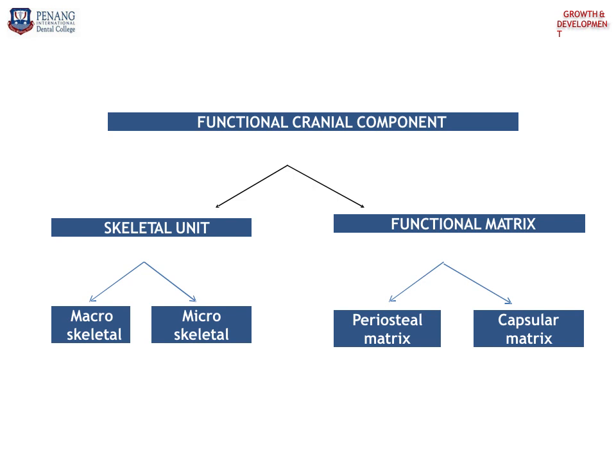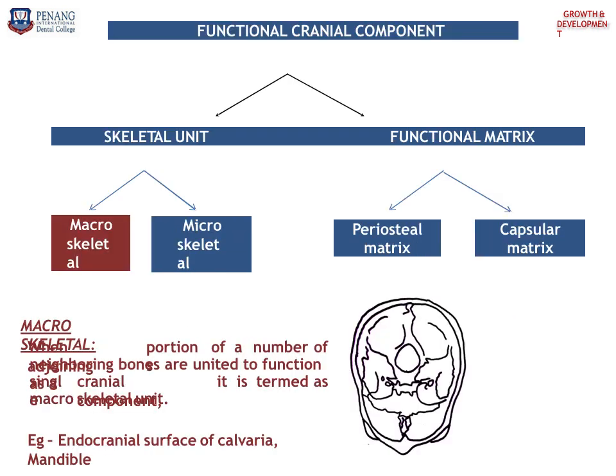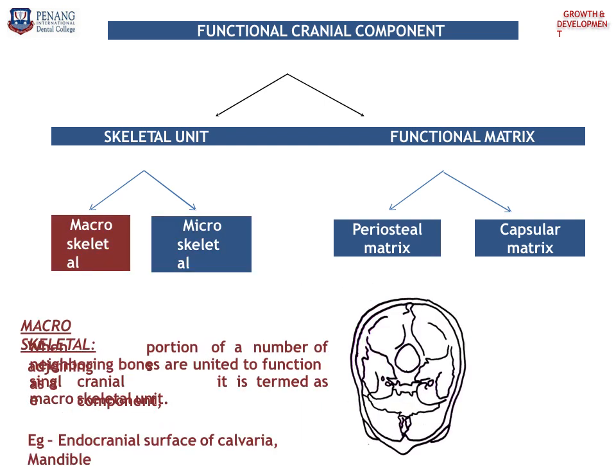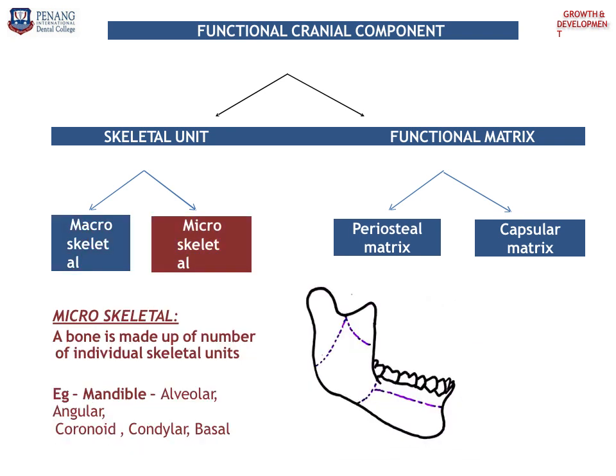So again, the skeletal unit and functional matrix can be subdivided into the following. We move on to the skeletal unit first. A skeletal unit, that means a bony component, has a macroskeletal. That means a big bone, which can be a mandible. A microskeletal would be each individual small part of the mandible. It can be the coronoid process, the condylar process, the ramus, the body, the alveolar process.